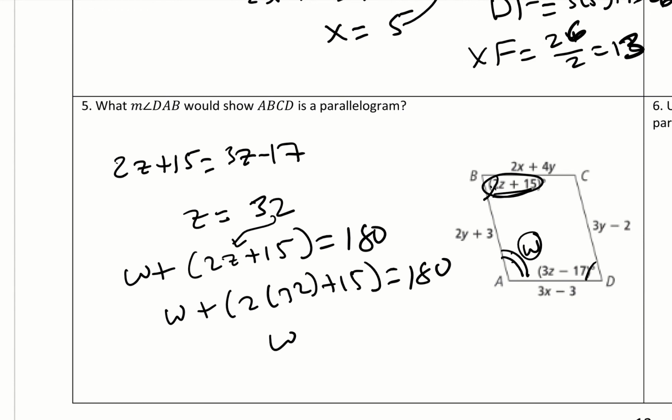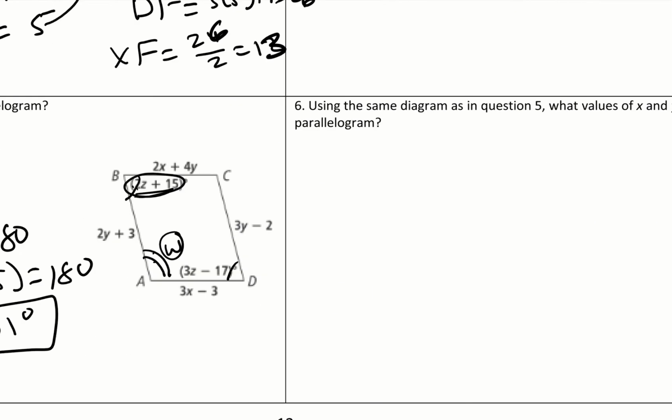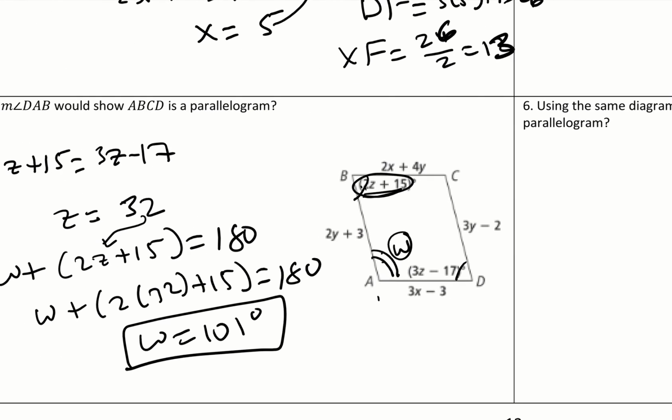And bottom line, when we solve that, I'll have you show the work for that. You get W is 101 degrees. All right, which is the same as measurement of BAD. That's what we were looking for. Or DAB, same thing.